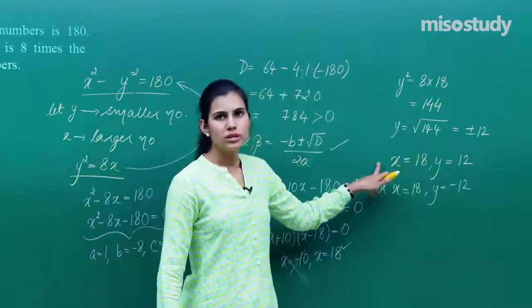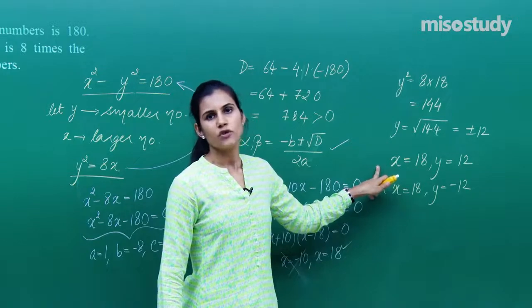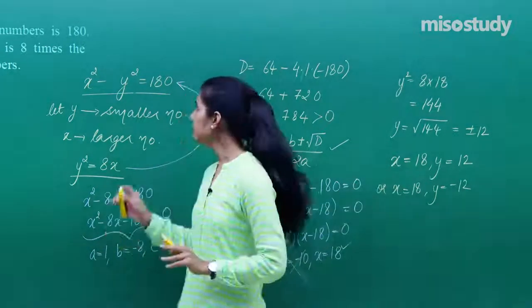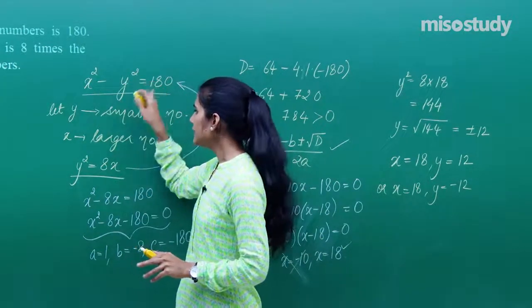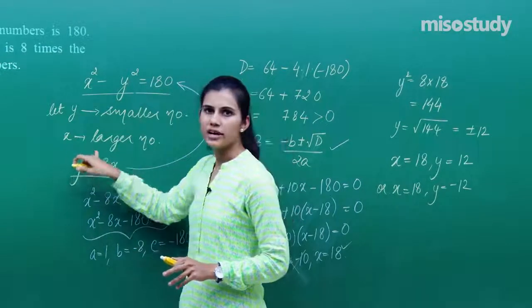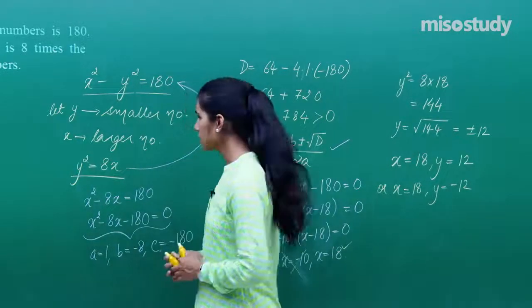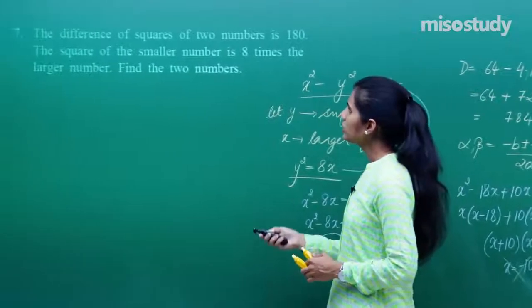These are the two valid values of x and y, satisfying the two conditions that the difference of their squares is 180 and the smaller one's square is 8 times the larger one. Next question, let's see, what is it?